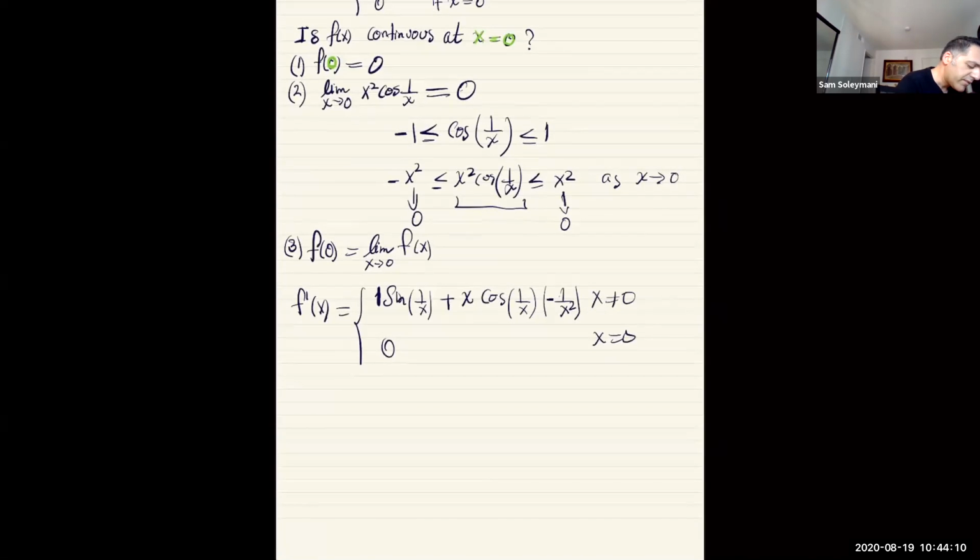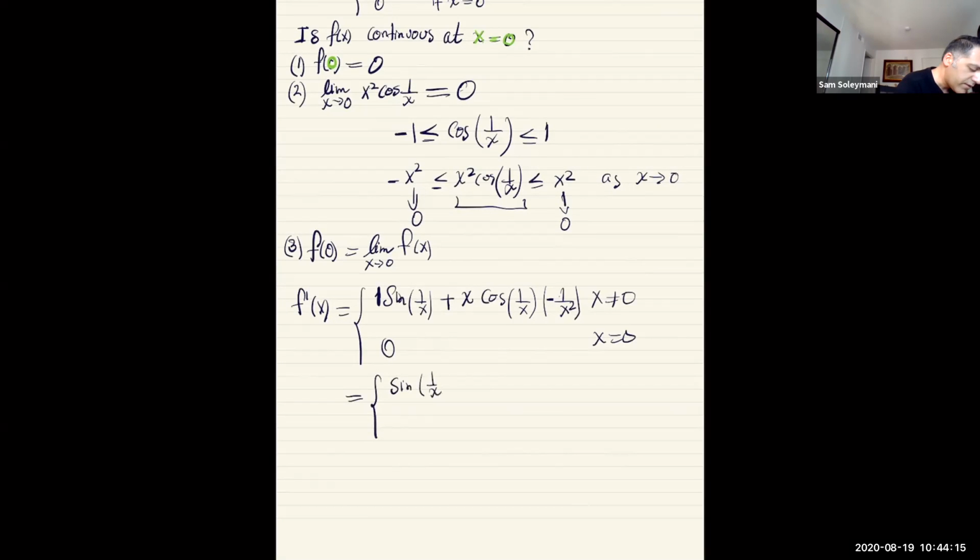Simplify the mess. You get sine of 1 over x minus cosine of 1 over x divided by x. Here x is not 0, and 0 everywhere else. Okay, so this is the derivative function.